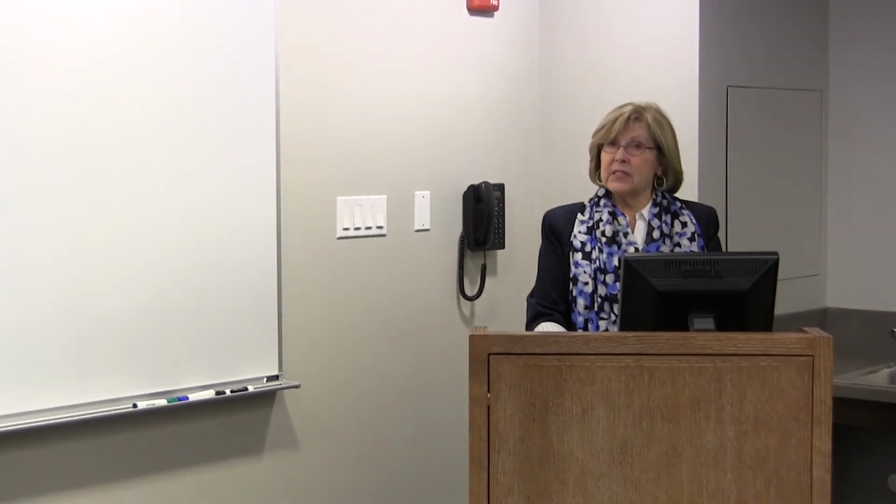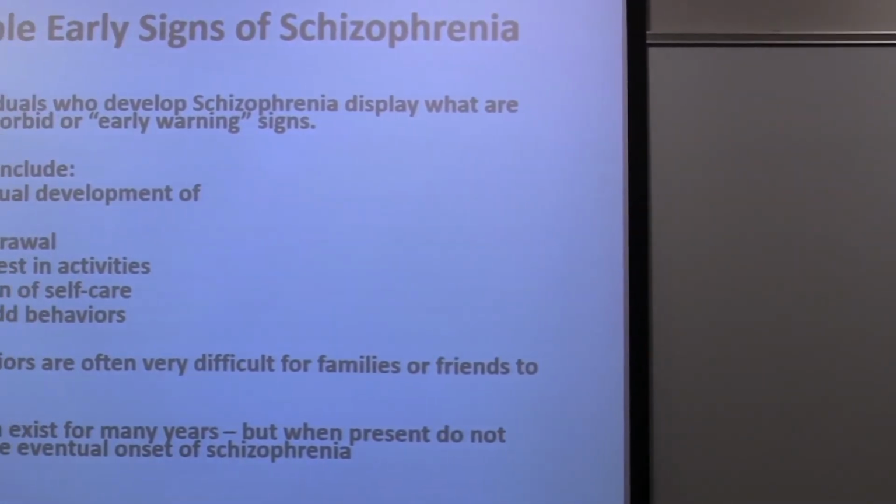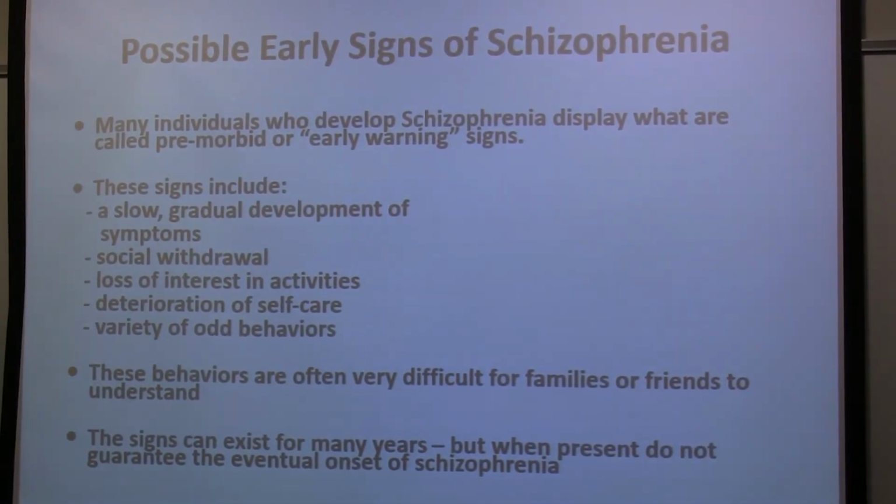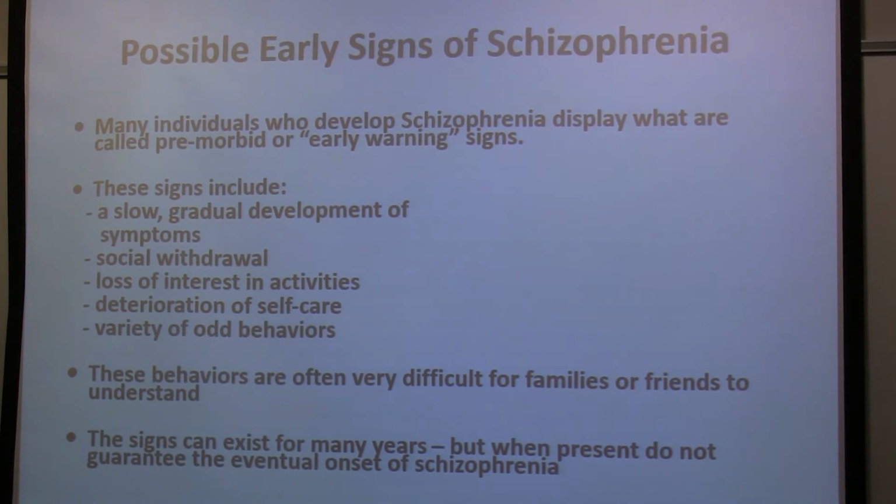We're going to talk about schizophrenia, which is one of the most devastating mental health disorders. And what are some of the possible early signs of schizophrenia? Many individuals who develop schizophrenia display what are called premorbid or early warning signs, okay, before the illness. And some of them are a slow, gradual development of symptoms, social withdrawal, loss of interest in activities, real deterioration of self-care, and a variety of odd behaviors.